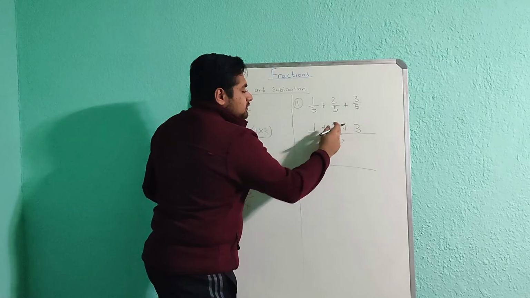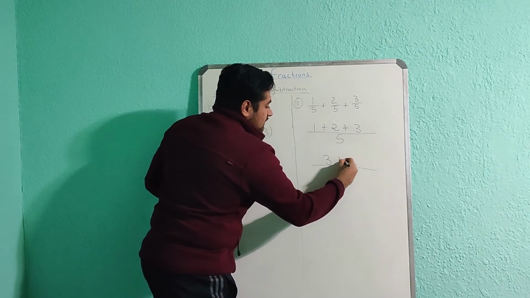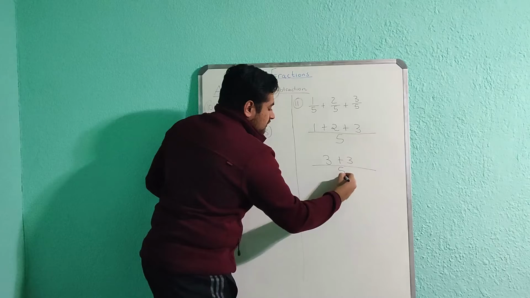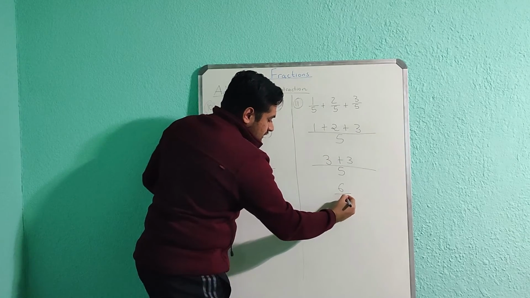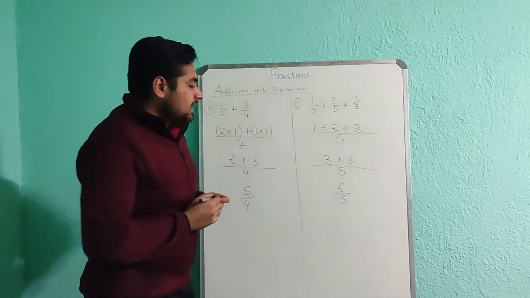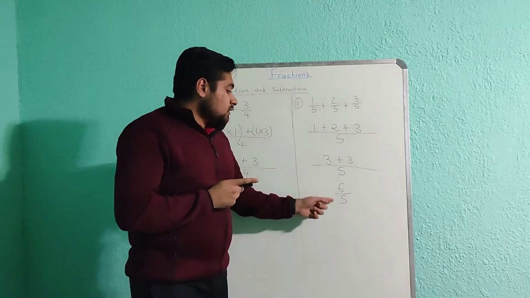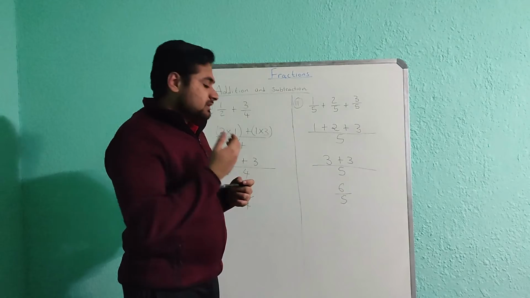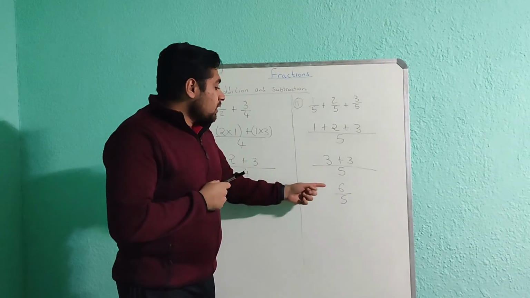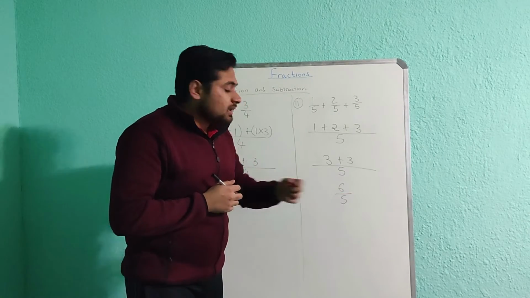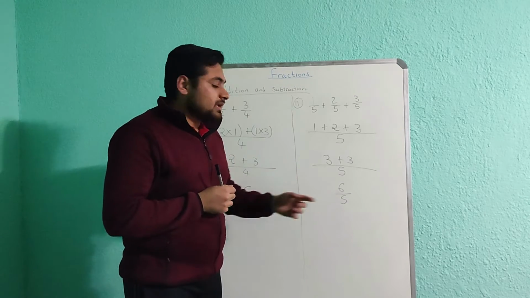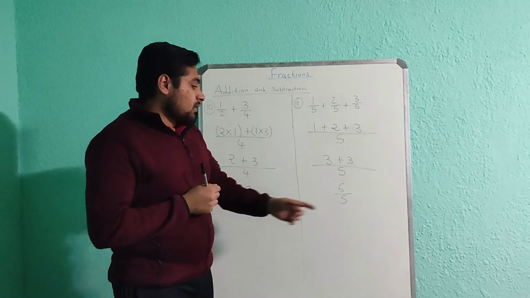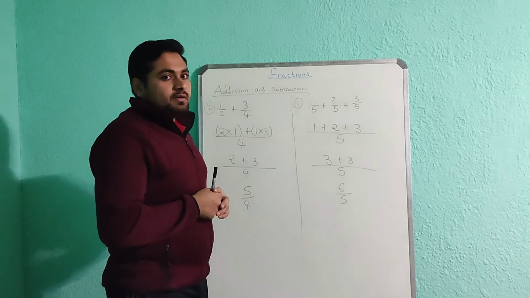What is 1 plus 2? That is 3. 3 plus 3 all over 5. What is 3 plus 3? That is 6 over 5. Now again, we can see that 6 over 5 is in its simplest form. Why? Because on top we got an even number and below we got an odd number. So there is no number that can divide both. So therefore our answer is 6 over 5.